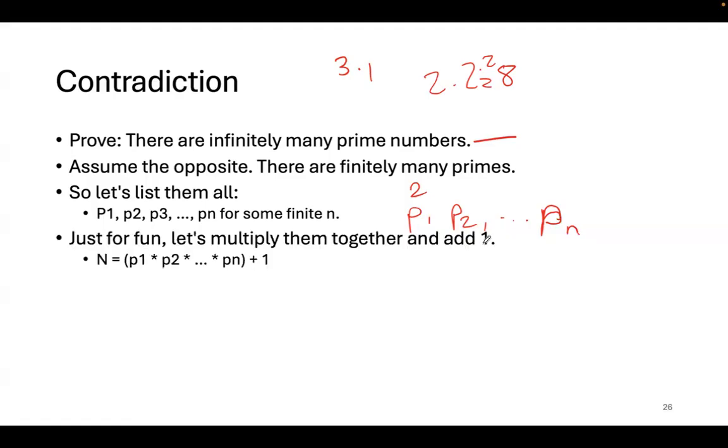So just for fun, let's multiply them all together and add 1, and then we want to see what the result of that is. If we multiply all of these primes that we have listed together and then add 1, we call that number n.